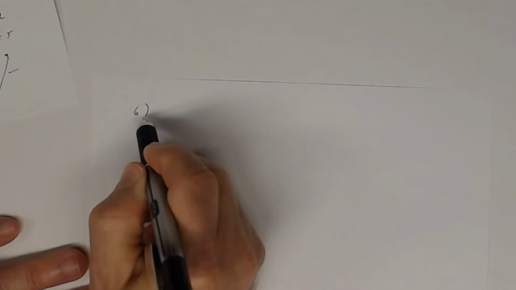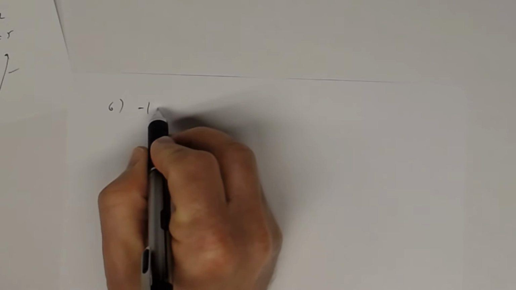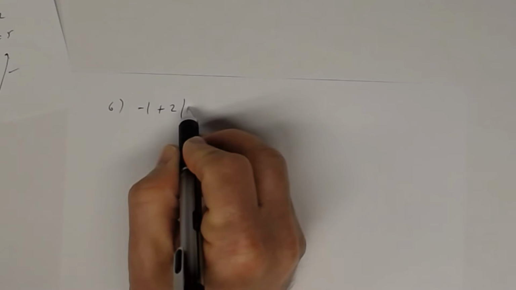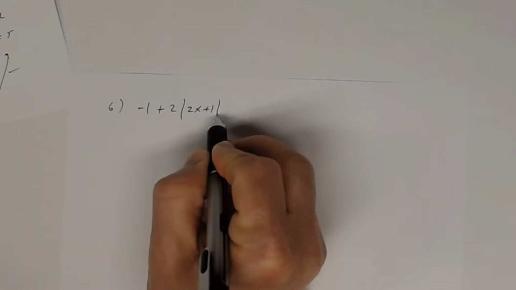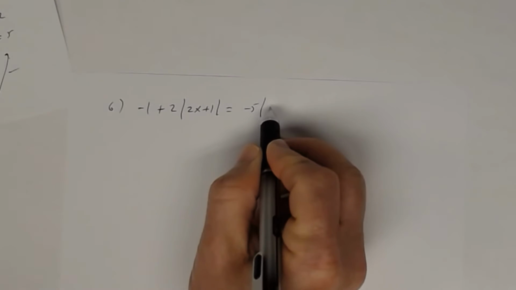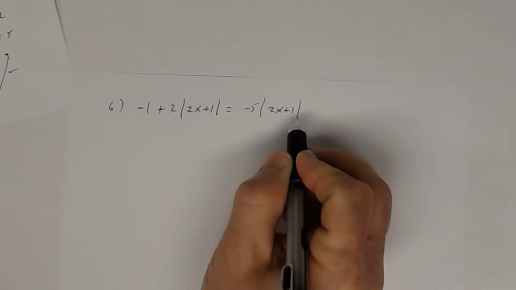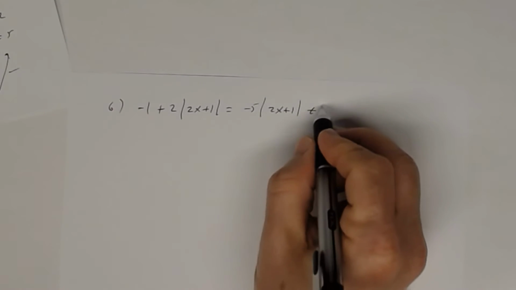Okay, let's look at number 6. So number 6, I have this expression now. So we have negative 1 plus 2 times the absolute value of 2x plus 1 equal negative 5 times the absolute value of 2x plus 1, plus 6.